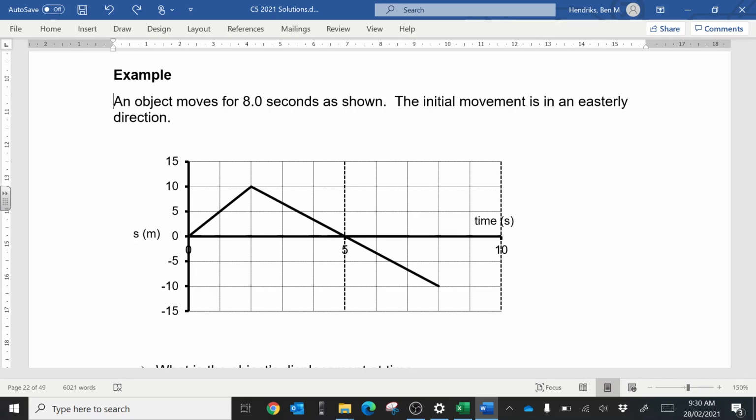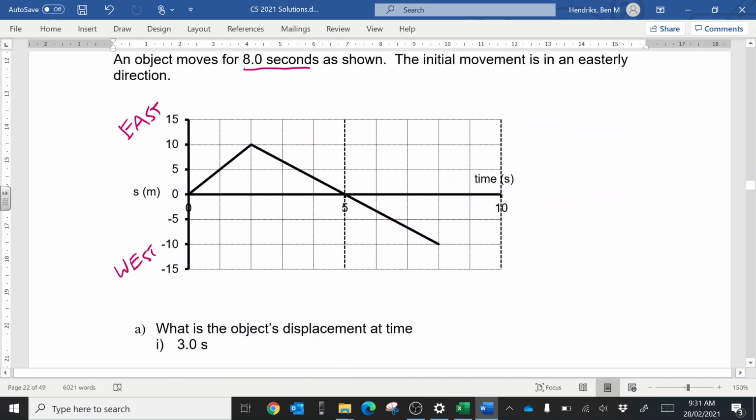In the last lecture, we looked at just some simple displacement versus time graphs. In this one here, we have an object which moves for 8 seconds, as shown below. The initial movement is easterly, so the positive direction is east and the negative direction is west. Now, this one's slightly different because we have a bit of a change in direction of the motion. It's indicated by the two lines.